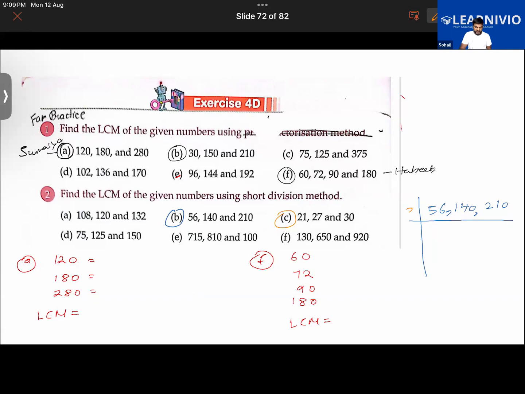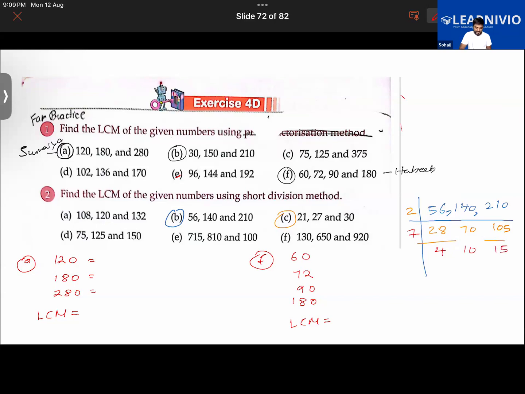Have a quick look at this. So first of all, take the prime factor 2. 2 twenty-eights are 56, 2 seventies are 140, 2 one-oh-fives are 210. Then again take 2 because all of them are divisible by 2. 2 fourteens are 28, 2 thirty-fives are 70. Not this one, there will be a problem, like 105 is not divisible. So let us take another number which can divide it. Let us take 7. 7 fours are 28, 7 tens are 70, and 7 fifteens are 105.